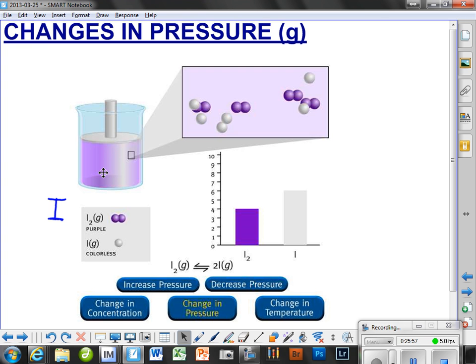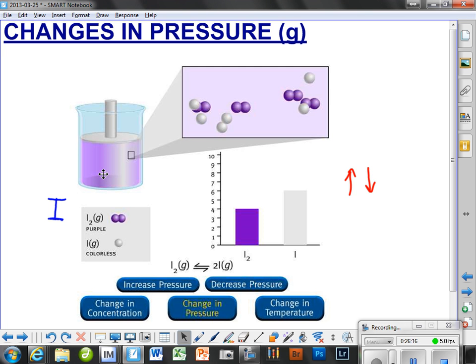Okay, so putting it down decreases the volume. So when we decrease the volume, we increase the pressure. It is an inverse relationship. And inverse relationships are like this. One goes up, the other goes down, right?